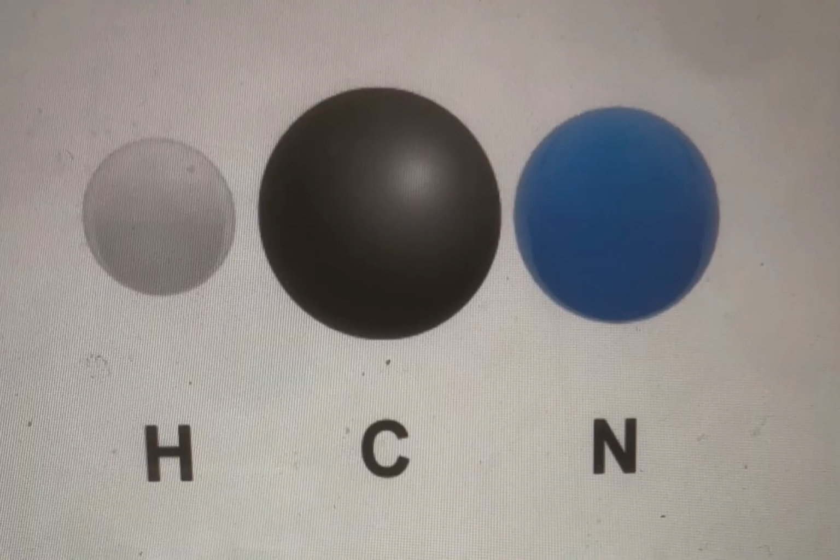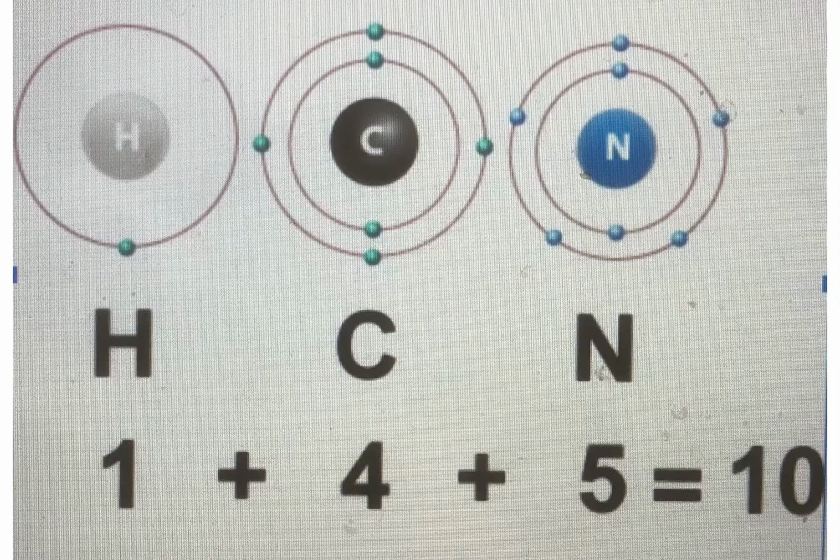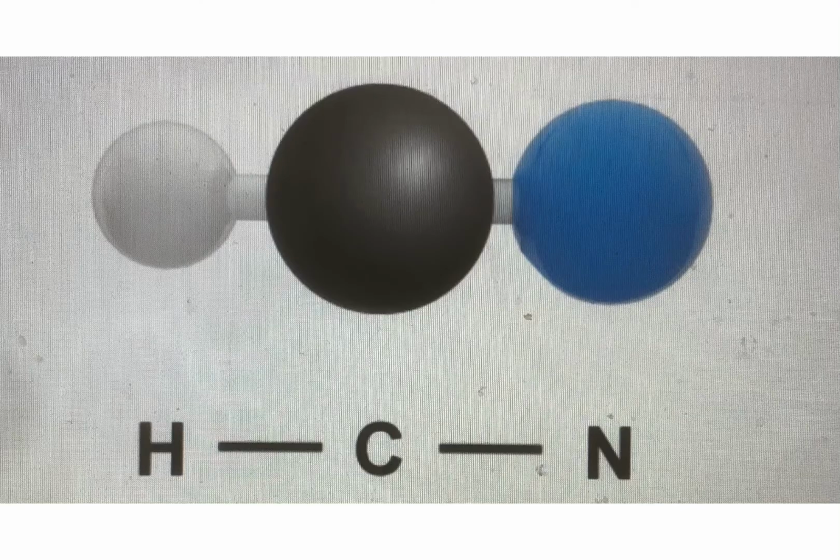Next, draw the terminal atoms. Draw the remaining atoms by writing their chemical symbols around the central atom. In this case, write the chemical symbols H and N on either side of the central carbon atom. Now add the valence electrons of all the atoms. Next, draw single bonds between the atoms. Remember, each bond consists of 2 electrons.